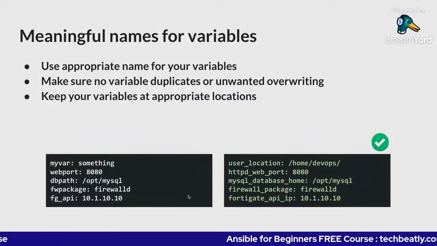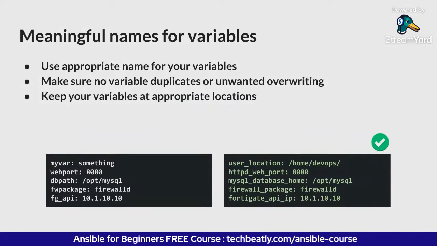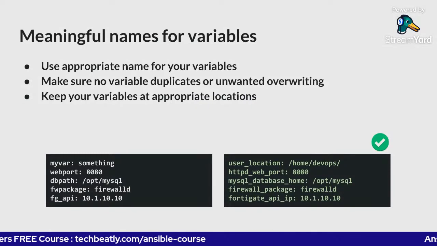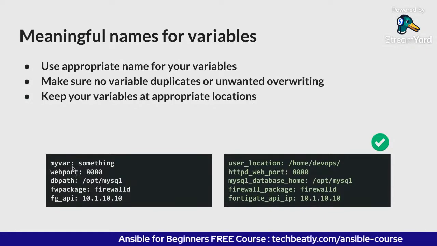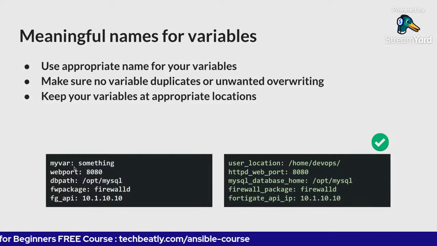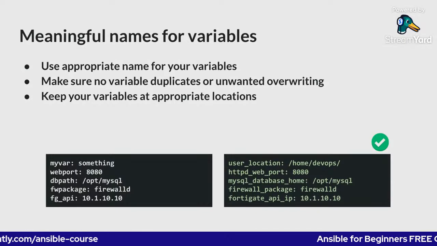Okay, this is very important because maybe you are developing a playbook. You just give some simple names like a equal to something, then web port equal to 80. I don't know what this web port is. Is it for Nginx or for Tomcat? Is it for Apache? I don't know. So this is not really recommended. Try to use meaningful names for your variables. Also make sure there are no duplicates or unwanted overwriting.